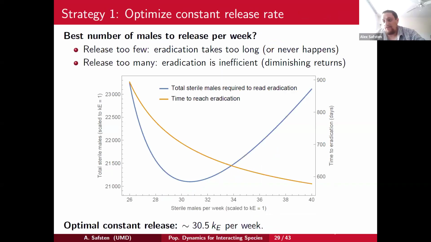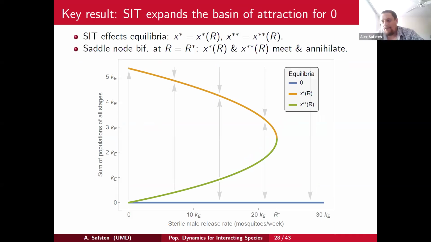So we could ask ourselves, if I'm going to be releasing a large number of sterile males somewhere beyond the saddle node bifurcation, to the right of the bifurcation, how many should I release? If I release too few, then I'm going to actually be to the left of the bifurcation, and I'll never drive the wild mosquitoes to extinction.